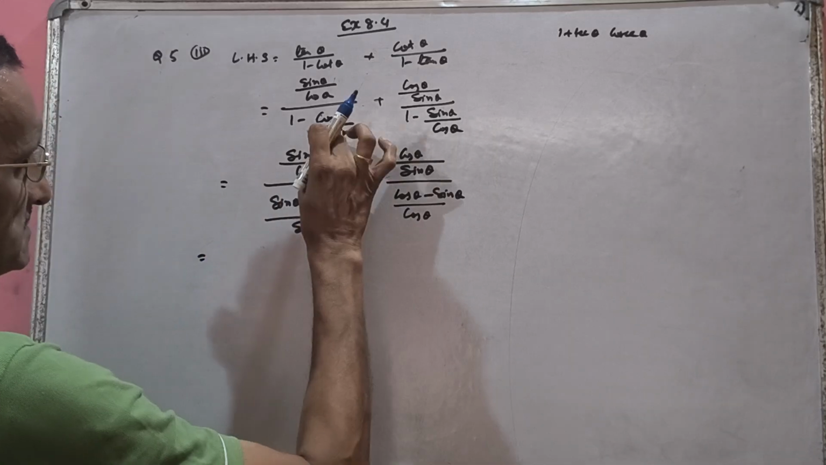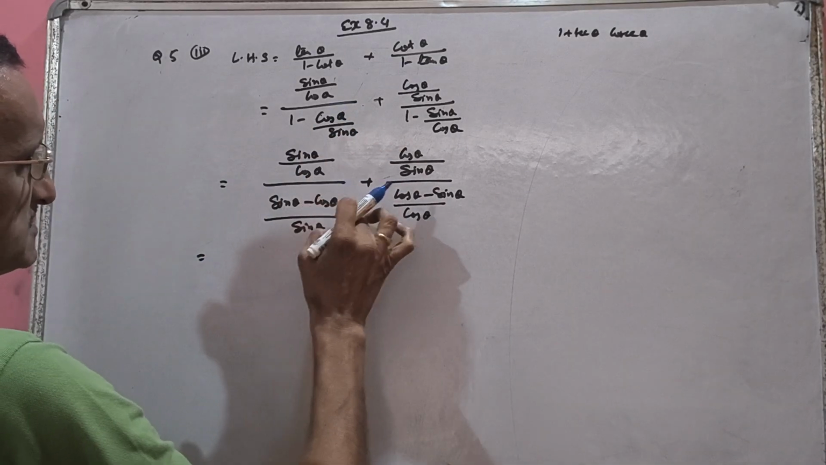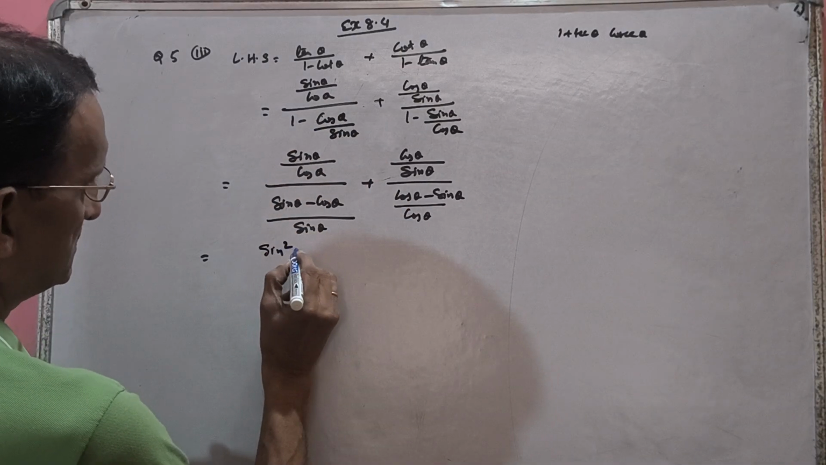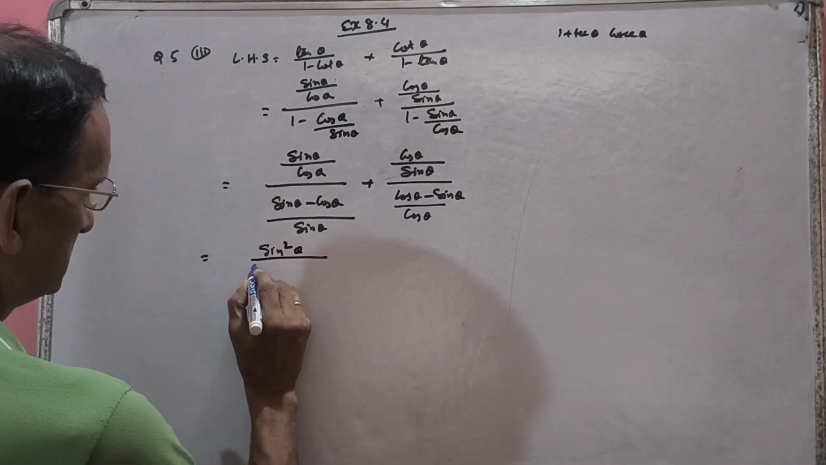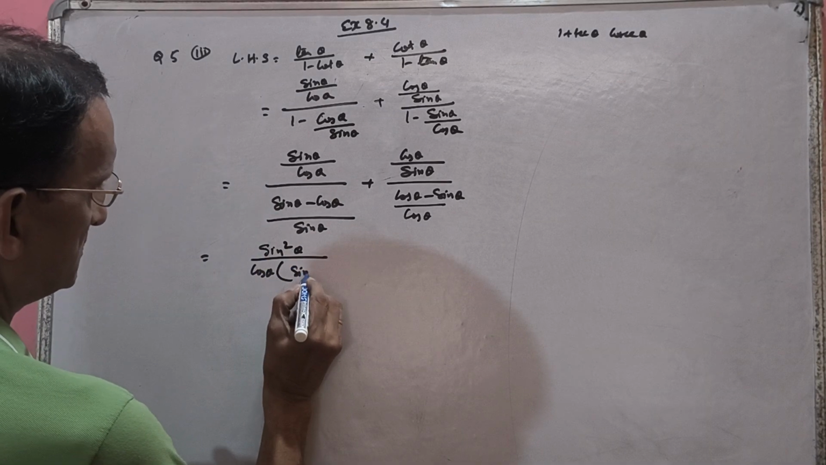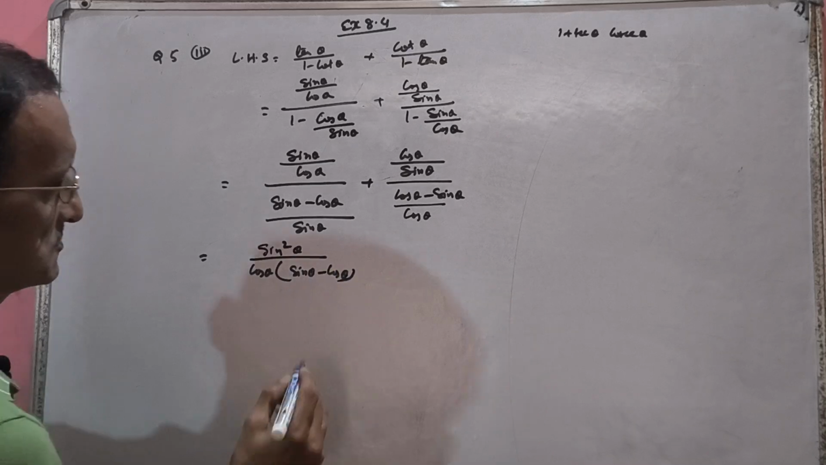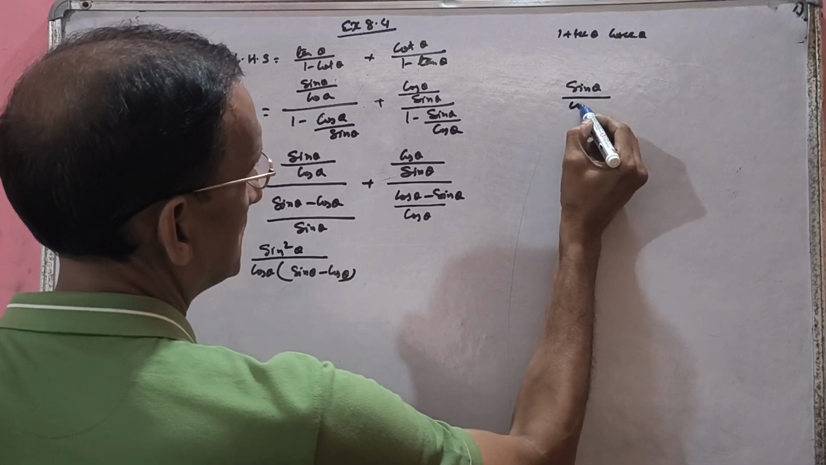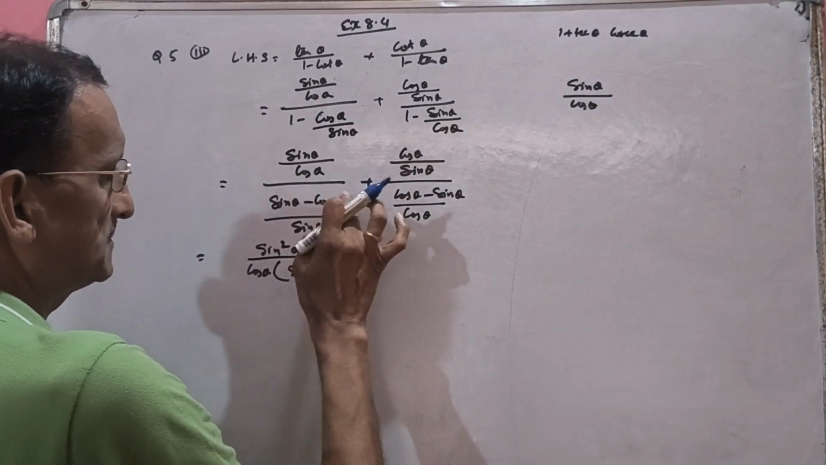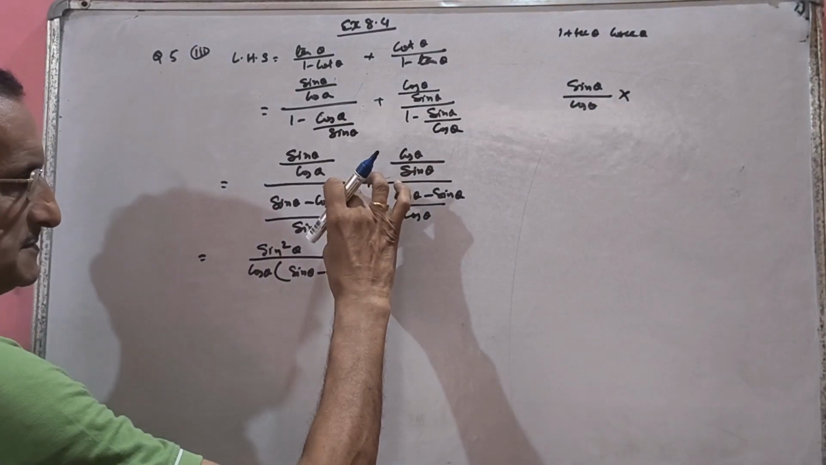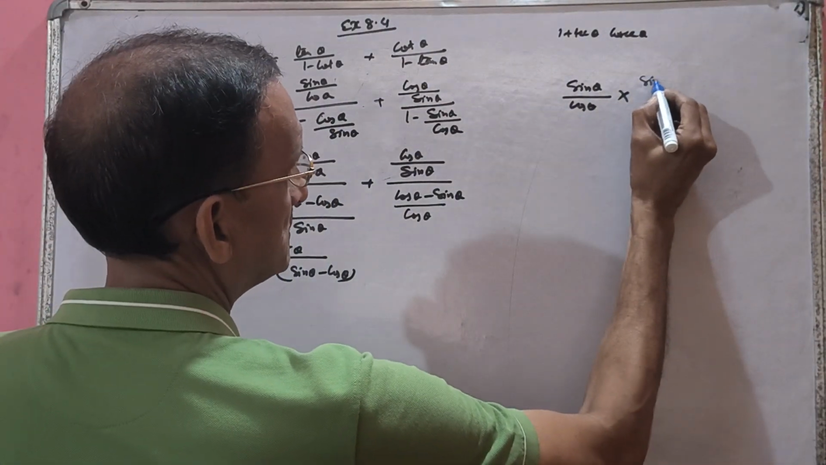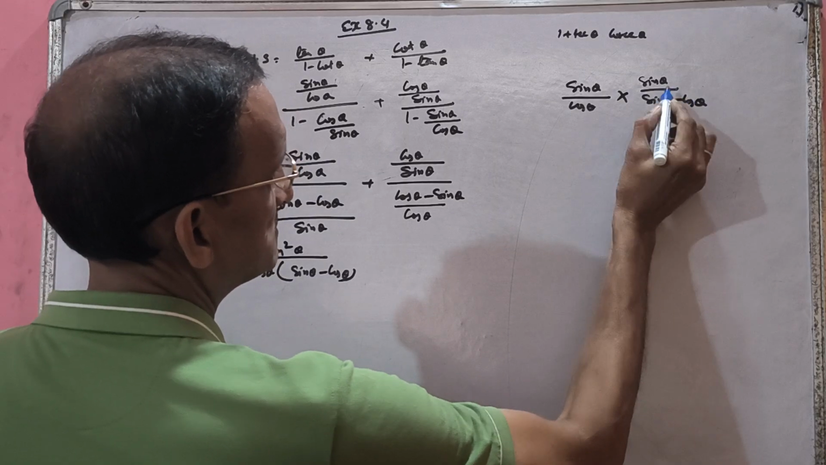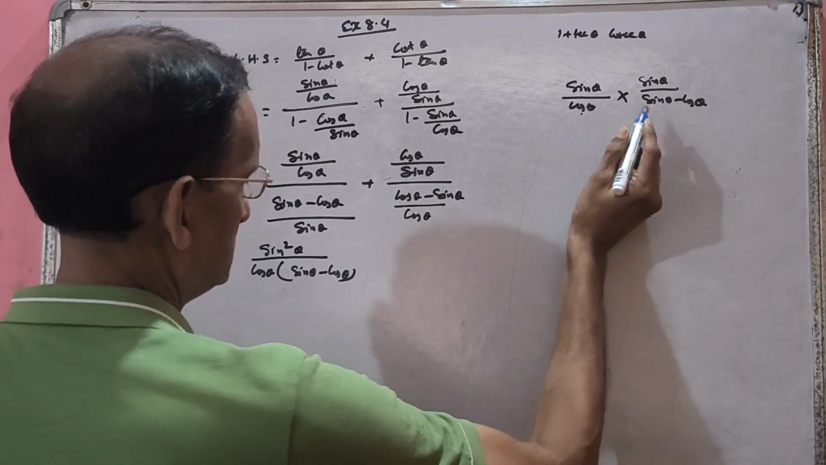Now, see this divided by this. When we convert this into multiplication, it becomes reciprocal, no? So sine theta into sine theta, what will we get? Sine square theta by cos theta into sine theta minus cos theta. Understood? Sine theta by cos theta divided by this; when you convert to multiply, this becomes reciprocal, sine theta by sine theta minus cos theta. So that's why sine square theta by cos theta into sine theta minus cos theta.